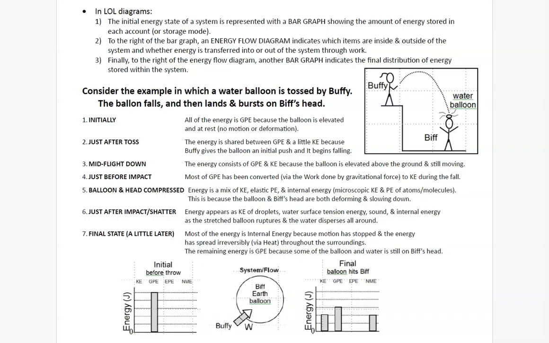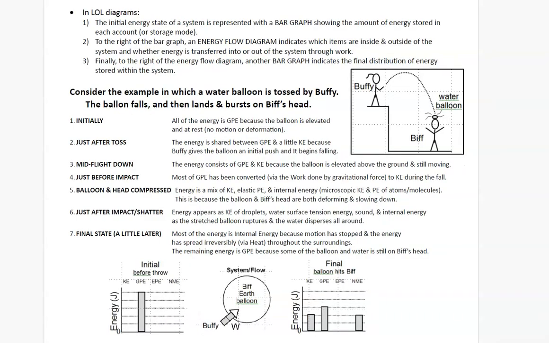And in this particular example, our system is composed of Biff, a balloon that Buffy is throwing at him, and the Earth. Buffy is standing high up on a ledge, Biff is down on the ground, and there's a water balloon that Buffy is tossing, and it lands on Biff's head. So we have a number of different things happening at various times in the process of Buffy throwing the water balloon: it going up, it coming down, it hitting Biff's head, it exploding on his head, and spraying water everywhere. So let's look at the various steps and the energy involved in each of these.